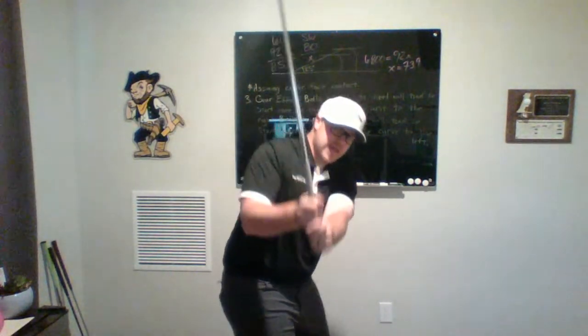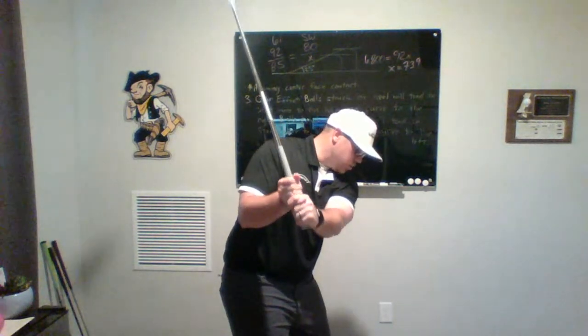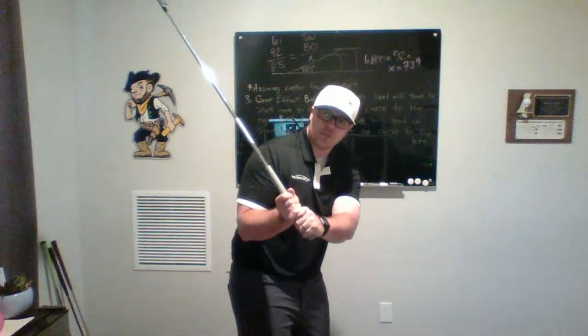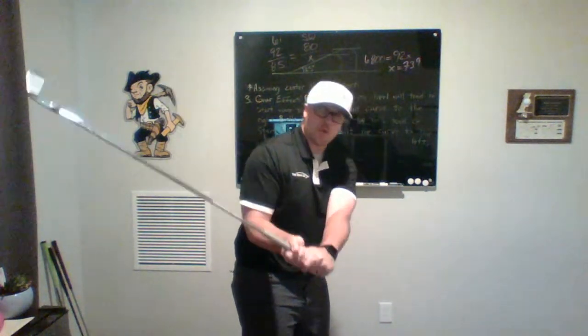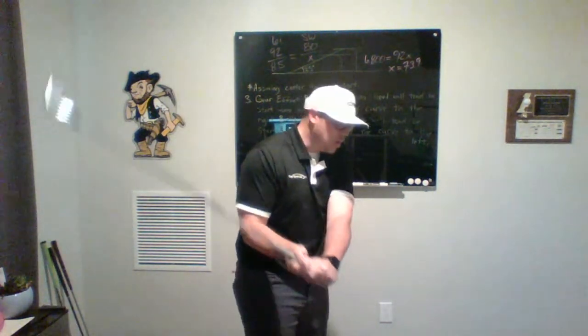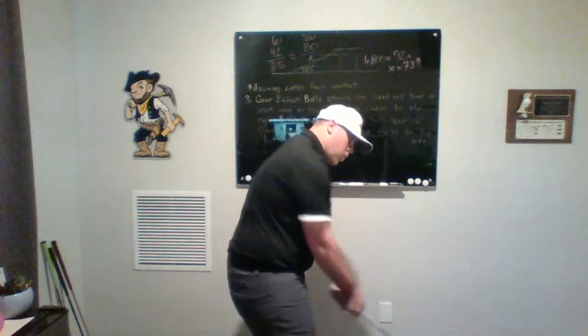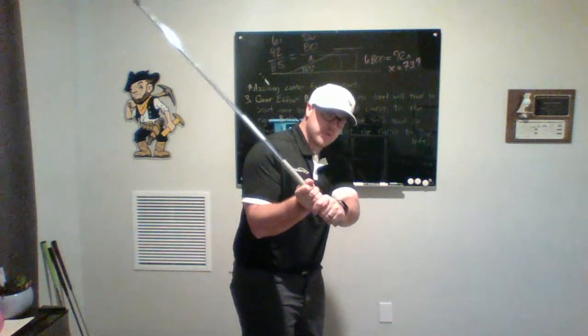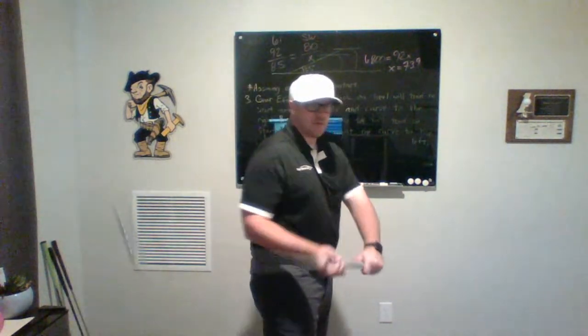Whereas if I were to stay steep, I'm either going to throw this club into the ground behind the golf ball, which almost nobody is going to do because intuitively we want to get to the golf ball. So what a lot of people will do is they'll come over the top to compensate for that. But the main thing most people do is they stand up. And when you stand up, you can't rotate.